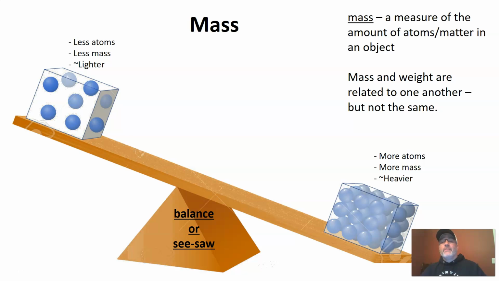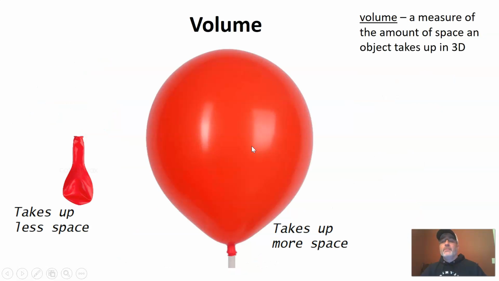Mass is a measure of the amount of atoms in an object. So some objects may have fewer atoms, some objects may have more atoms, and we can compare this mass to weight. And volume is the measure of the amount of space an object takes up in three dimensions. So some objects take up less space and have less volume. Some objects will take up more space and have more volume. So I think that really covers what I need you to know for today about what matter is. Remember, my definition is matter is anything that is made up of atoms.